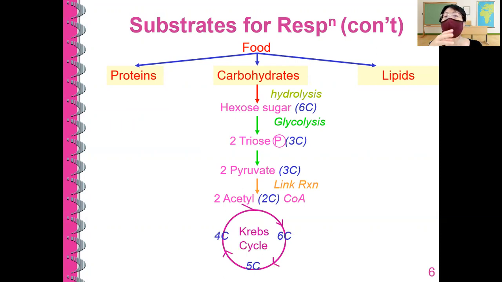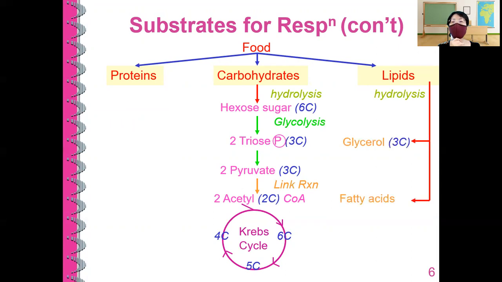What about lipids? How does lipid enter into our main respiratory pathway? Lipids in our digestive tract will be hydrolyzed into fatty acid and glycerol. Now, glycerol, because it has 3 carbons, will be converted to triose phosphate and enter the pathway here. And then fatty acid, right? Fatty acid has a lot of fatty acid tail, very long. So it's actually, fatty acid is what?